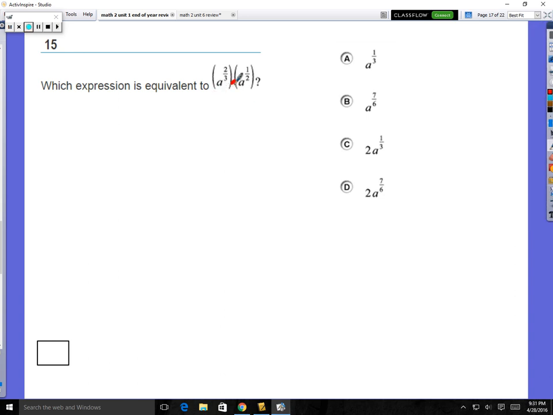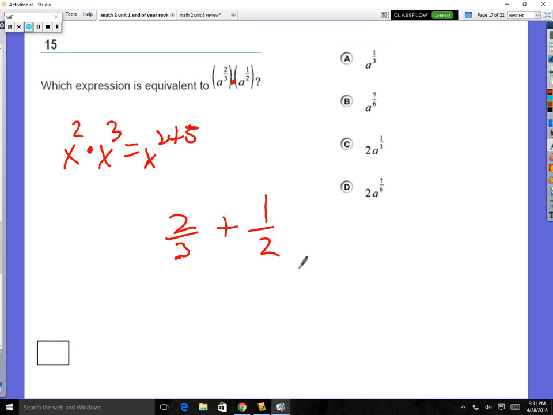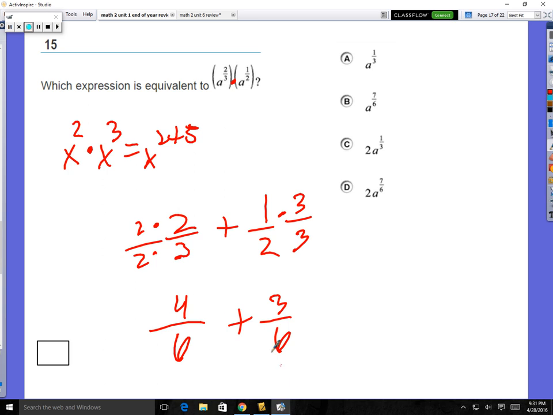When you are multiplying, you add the exponents, so that's like x squared times x cubed is x to the 2 plus 3. So it's going to be 2 thirds add 1 half. And I'm going to change them both to sixths. So I'm going to multiply this by 2 over 2, so that's going to be 4 sixths. And I'm going to multiply this by 3 over 3, and that is 3 sixths. So it is 7 sixths, so it's going to be B.